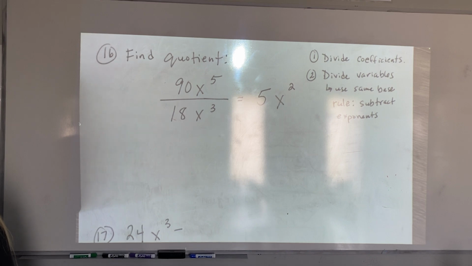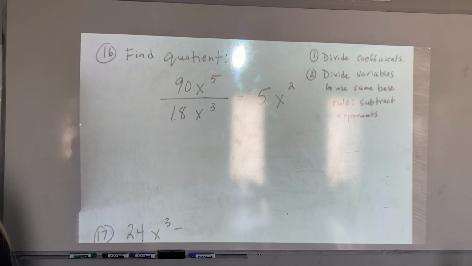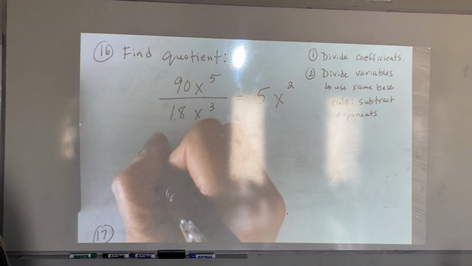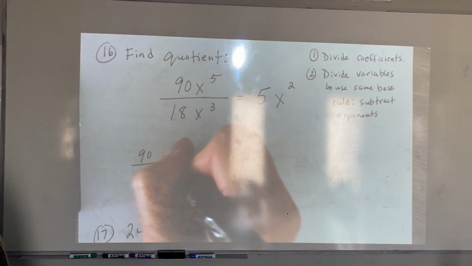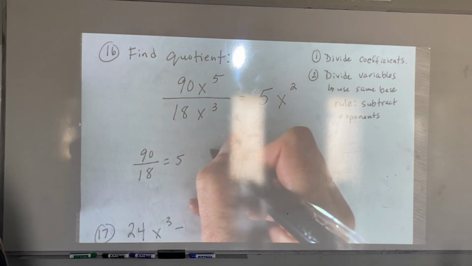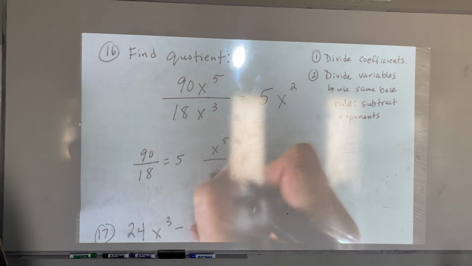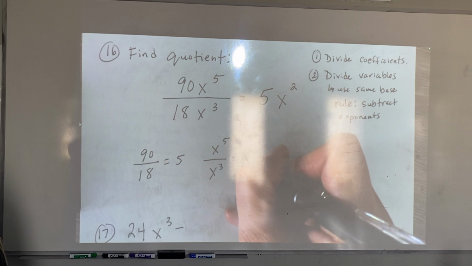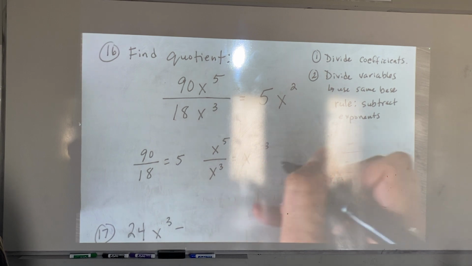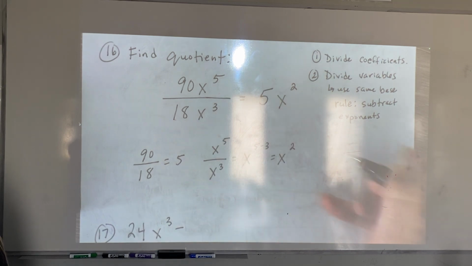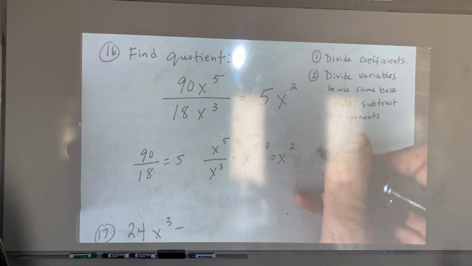Do you guys want me to write anything else for clarification there? I'll just write 90 over 18 equals 5. X to the fifth over x to the third equals x to the fifth minus third equals x squared.